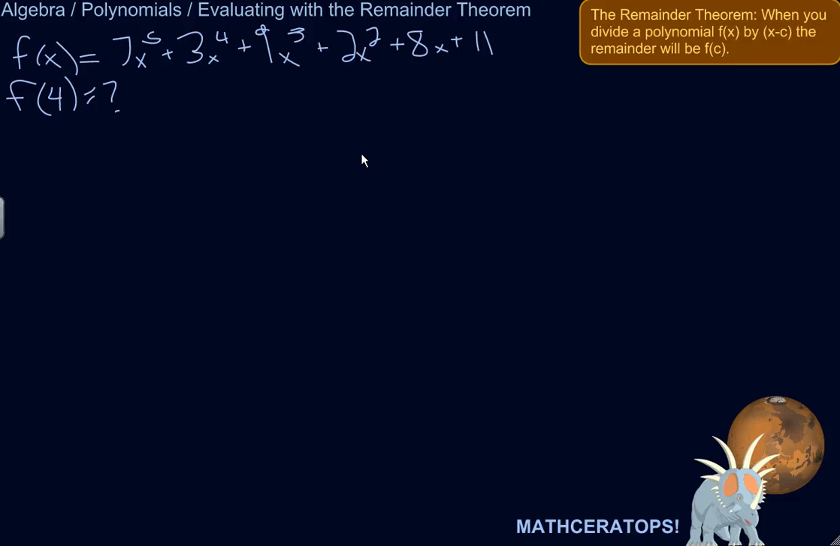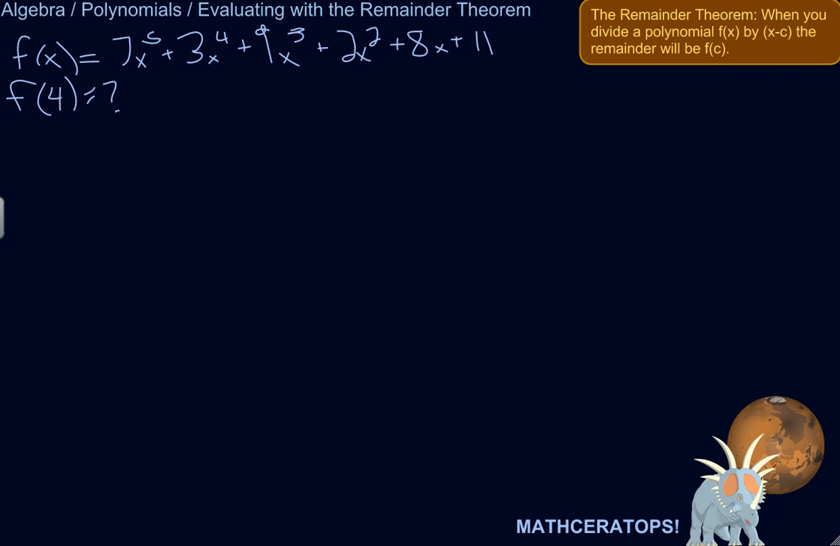Alright, so the remainder theorem says if you divide a polynomial by a linear factor, x minus some constant, then the remainder will be f of that constant. So that's really incredibly handy for evaluating the value of a function at a certain value of x.